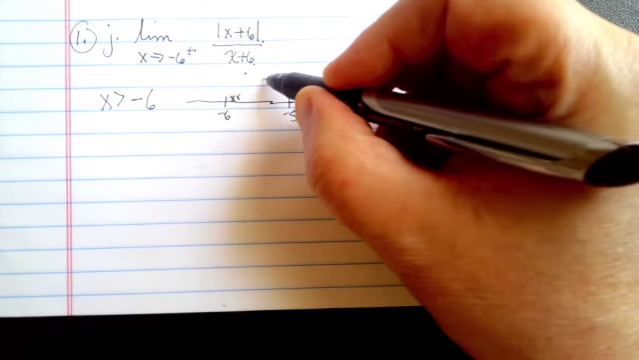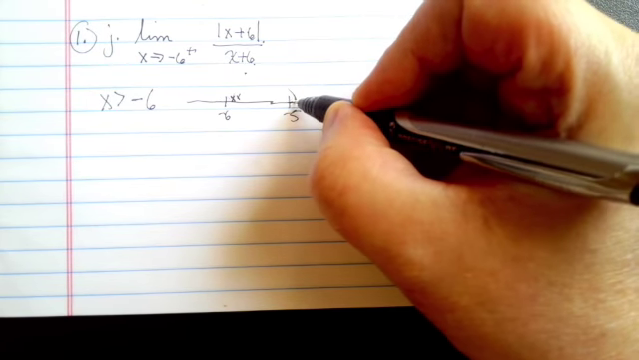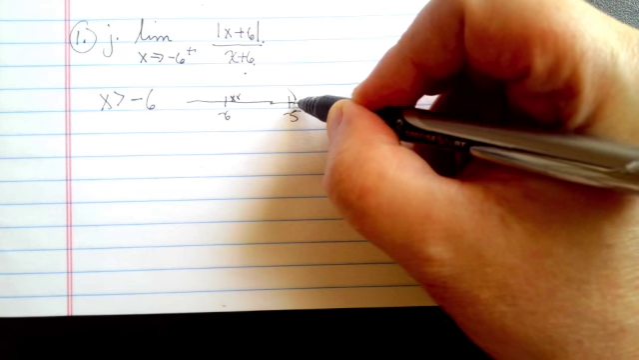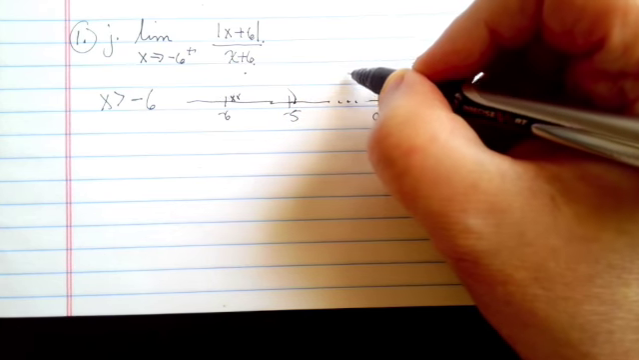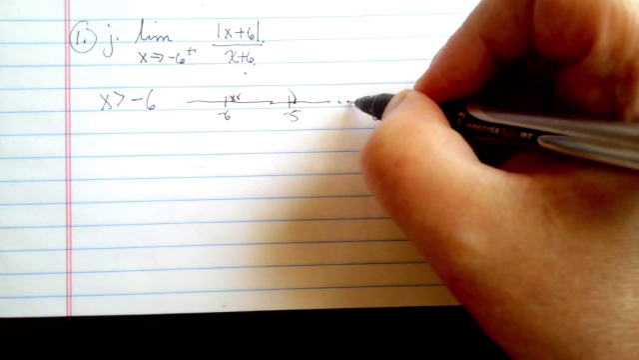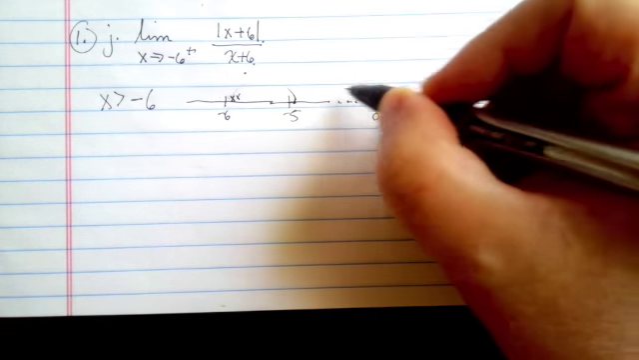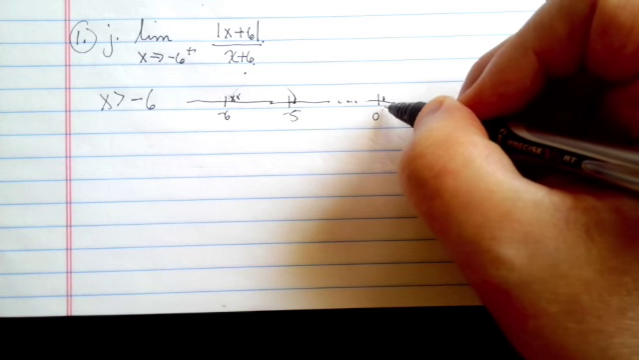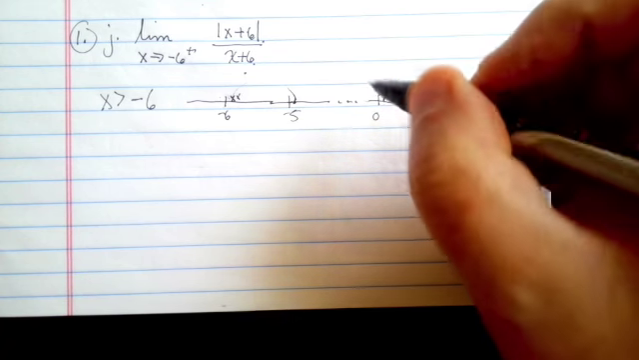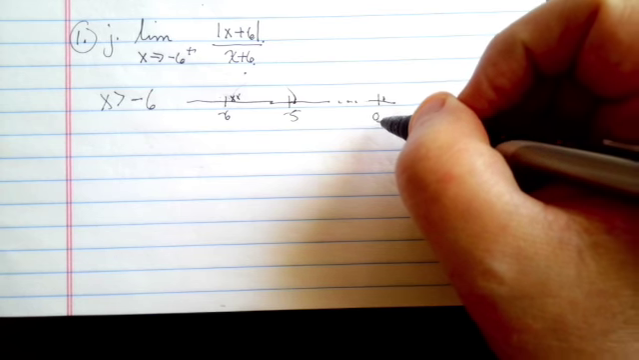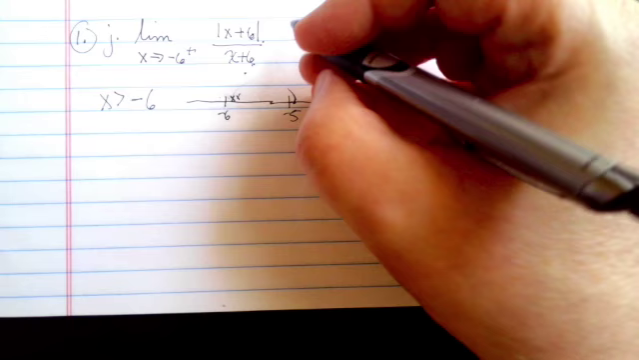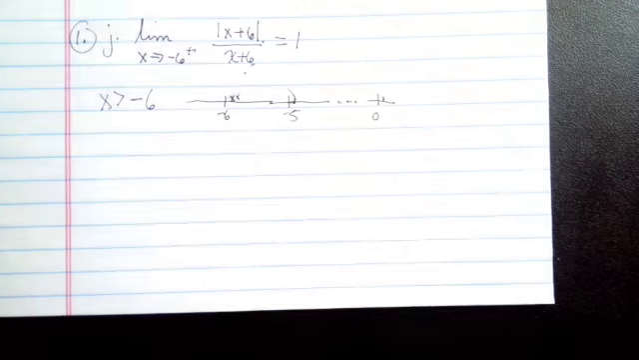All right, so adding 1 would put you at a point just slightly to the right of -5. Adding another 1 would put you to a point slightly to the right of -4, and so on. And if you add 6, you'll end up slightly to the right of 0. So x plus 6 is going to be positive. The numerator is also positive. Those turn out to be equal, and so that limit is 1.